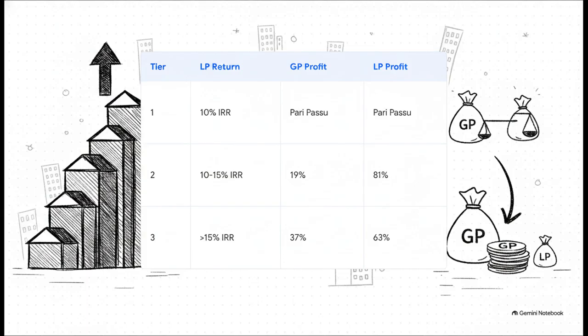But if the sponsor crushes it and pushes the returns past 10%, they hit Tier 2. And the GP starts taking 19% of the upside. If they do incredibly well and hit a 15% return, they reach Tier 3, and suddenly that GP is taking 37% of the profits. The better the investment performs, the larger the share the operating partner takes home.